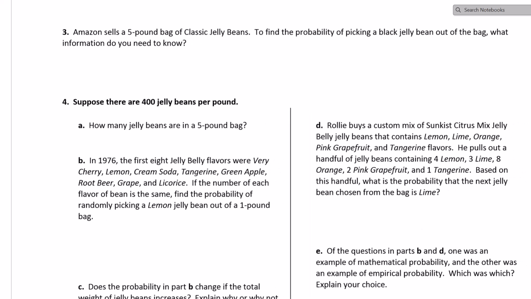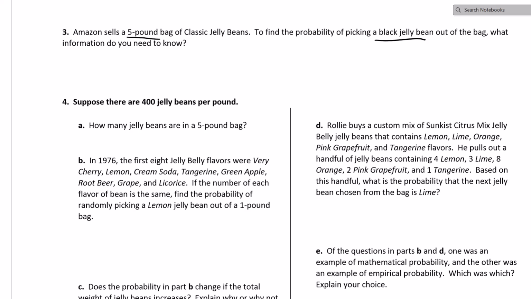Let's talk about the probability of picking a black jelly bean. What is that? Licorice, maybe? Sounds good. 5-pound bag. What do we need to know? Okay, there's a lot of ways to answer this question. We could say how many black jelly beans are in the bag. That would tell us. Versus how many total jelly beans. There's other ways to answer this question. You could say, what is the distribution of jelly beans? Are they roughly equal? And how many jelly beans are there in a 5-pound bag?